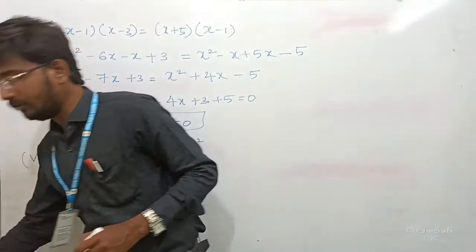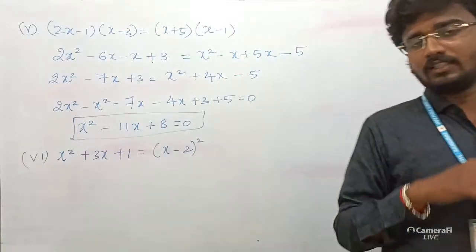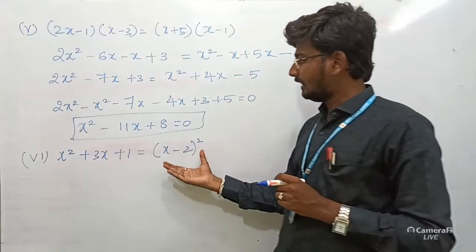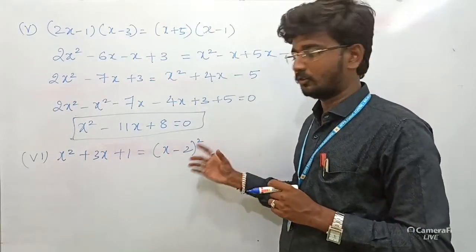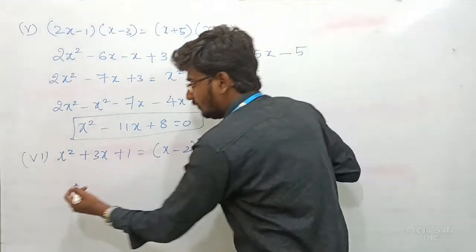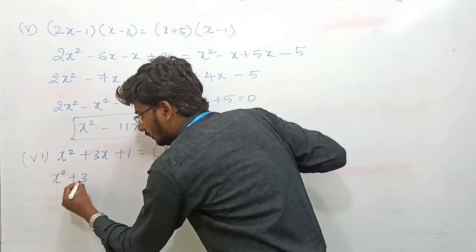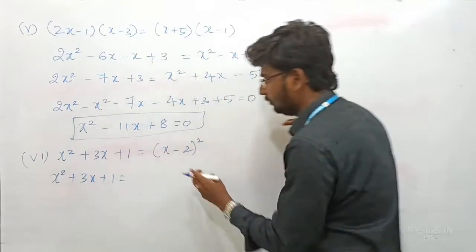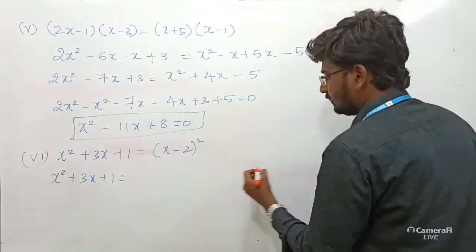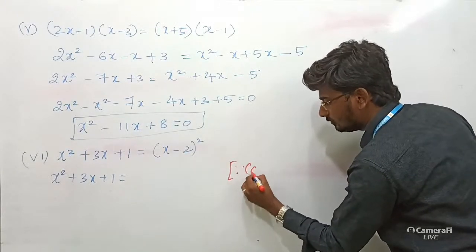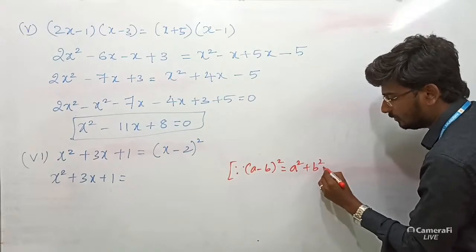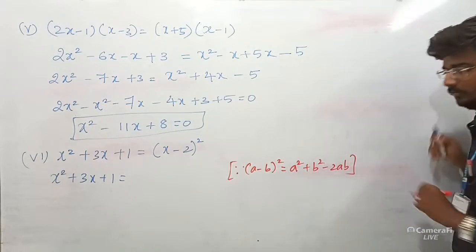So in problem number 1 you applied a plus b whole square on the LHS part, it was x plus 1 whole square. In problem number 6 on the RHS part we have x minus 2 whole square, which means I have to apply the a minus b whole square identity. First I will write the LHS term as usual, x square plus 3x plus 1 is equal to a minus b whole square. What is the formula? What is a minus b whole square? It is a square plus b square minus 2ab.